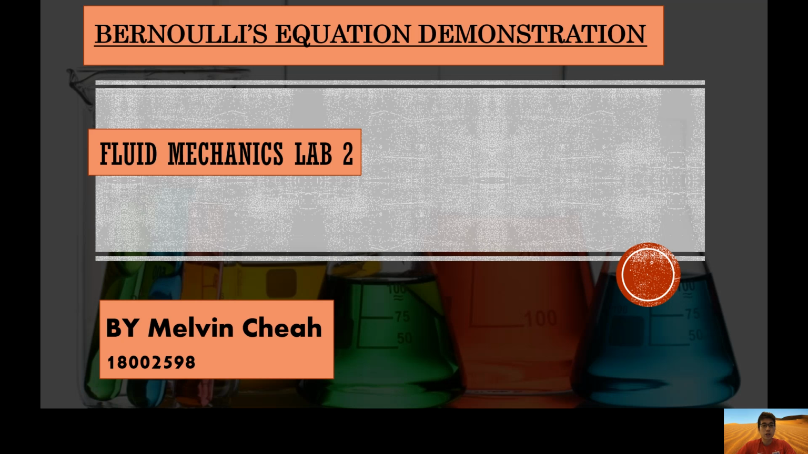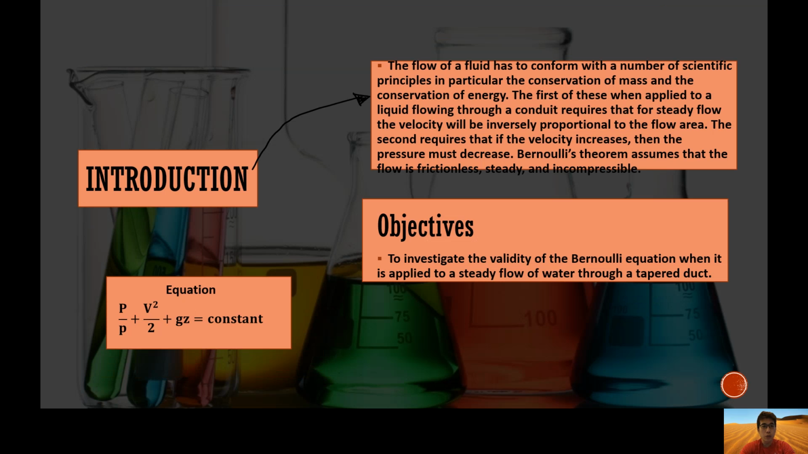So, let us get to the introduction of this experiment. The flow of a fluid has to conform with a number of scientific principles, in particular, the conservation of mass and the conservation of energy. The first of these, when applied to a liquid flowing through a conduit, requires that for a steady flow, the velocity will be inversely proportional to the flow area. The second requires that if the velocity increases, then the pressure must decrease. Bernoulli's theorem assumes that the flow is frictionless, steady, and incompressible.